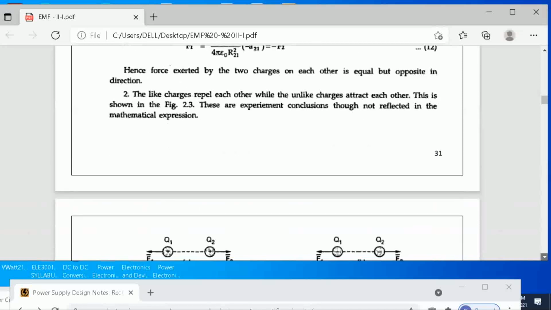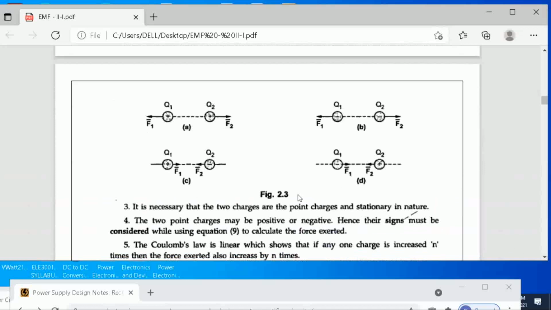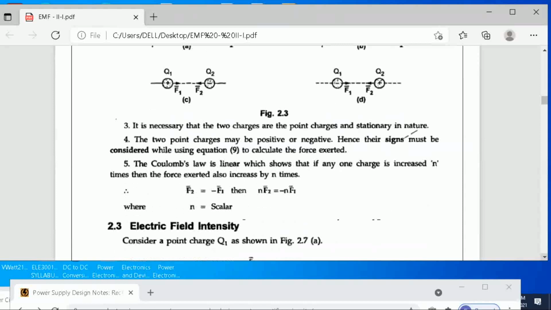Now, so here you go. F1, F2. For 2 positive charges, so like charges repel. Unlike charges attract. Okay.